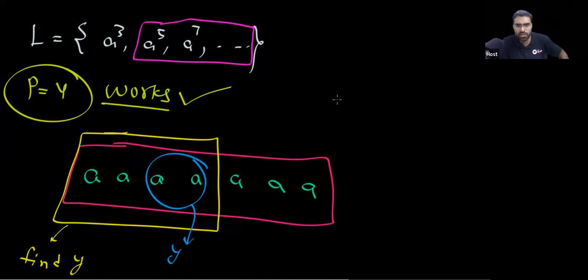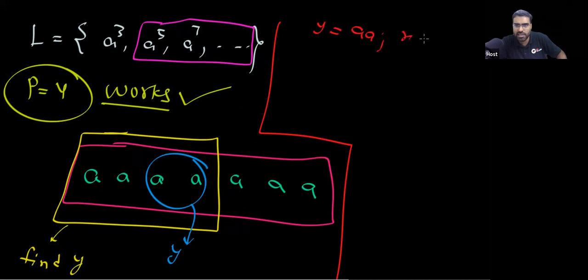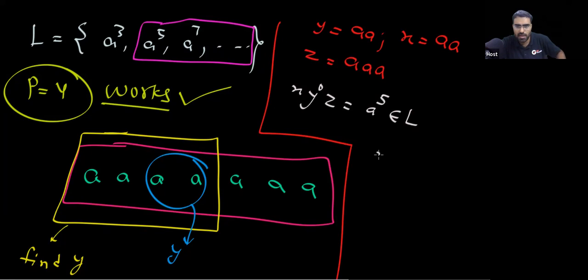Okay, now you tell me. If I take y equal to double a, tell me what is x. X is left of y. And z is right of y. So if I repeat y 0 times, what will I get? I will get a power 5. That belongs to L. If I repeat this y 2 times, what will I get? I will get a power 9.